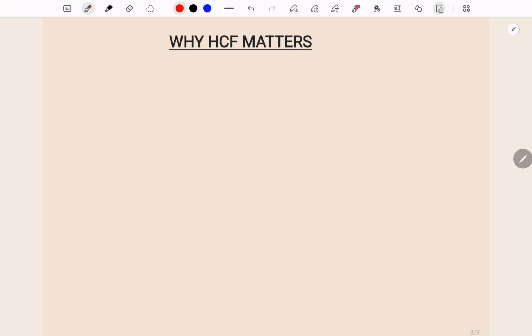Now let's see why HCF matters. Why this is so important. Look at this expression. We have 12x minus 4. Now, can you find the HCF of 12x and 4? Okay, so first let's take the numbers. So we have 12 and we have 4.